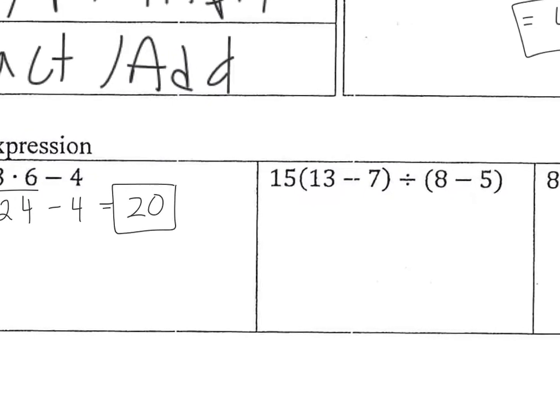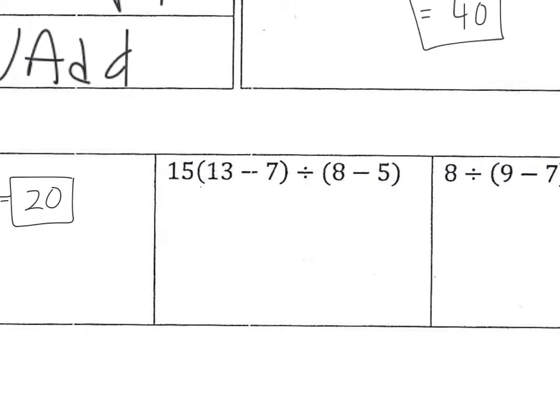The next one, you want to do parentheses first. So you got to underline the parentheses. I'm going to rewrite the answer for both of these. So 13 minus 7 is 6 divided by 8 minus 5, which is 3.